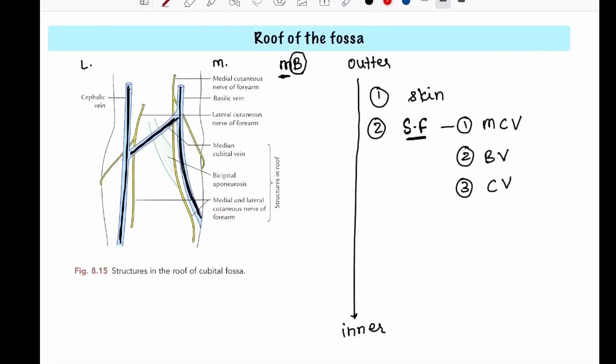Here in the figure, we can also see that the medial cutaneous nerve of forearm lies along the basilic vein. This is the basilic vein and this is the medial cutaneous nerve of forearm. Likewise, the lateral cutaneous nerve of forearm lies along the cephalic vein.